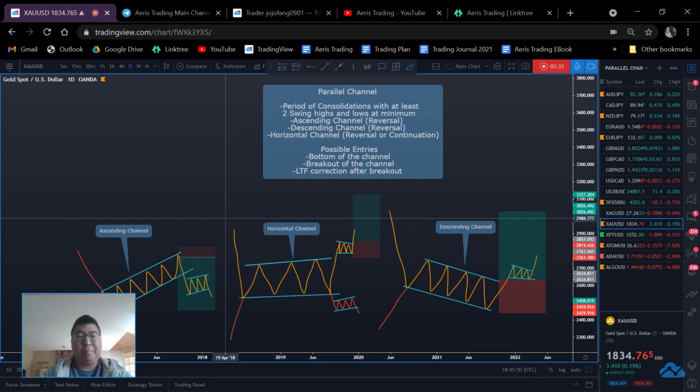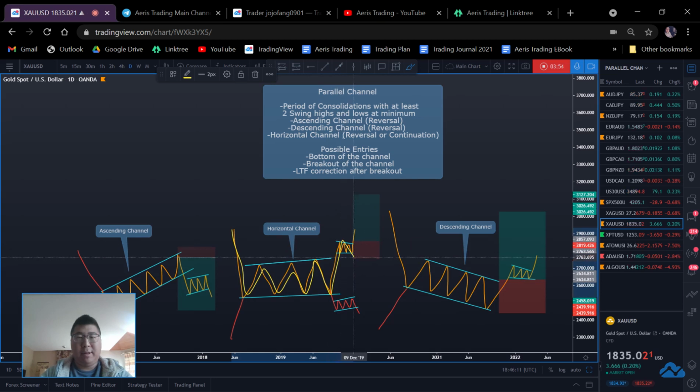What do I mean by that? Well, let's say you have a move coming down and then it starts forming into this correctional horizontal channel. There's a good probability that it can continue to the downside, so continuation, breaking out of that horizontal channel and then continuing to the downside. There's also a probability where price will correct in the horizontal channel and then reverse up and continue to the upside. That's also a probability as well.